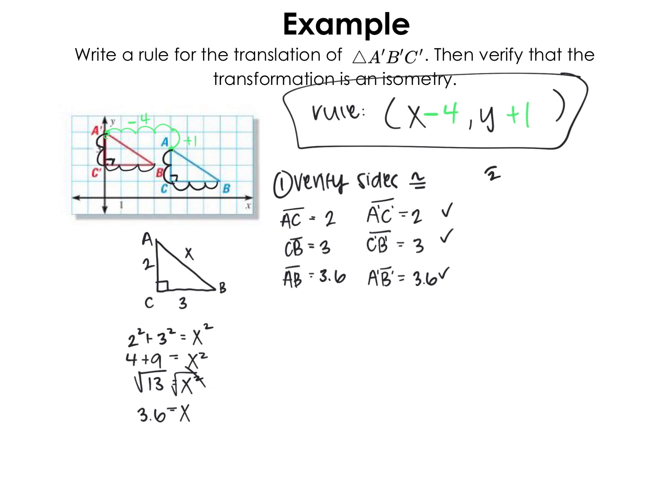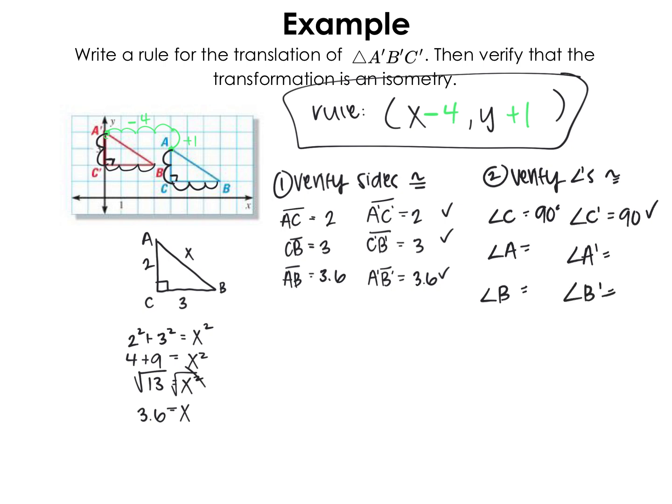Now your second part is to verify that all the angles are congruent too, that nothing shifted during this transformation. First thing we can write is, well, hey, we know that angle C is 90 degrees, and we know that C prime is 90 degrees too. So those ones are taken care of. Now what we need to do is figure out angle A, and we need to figure out angle B.